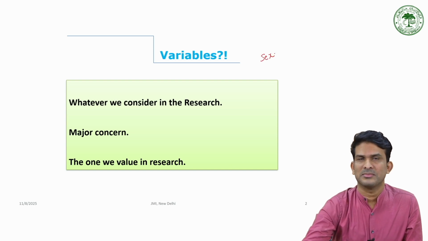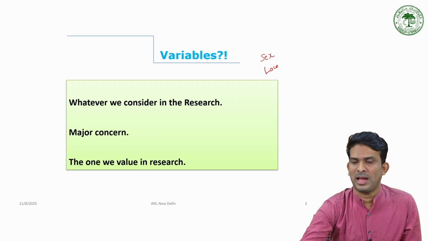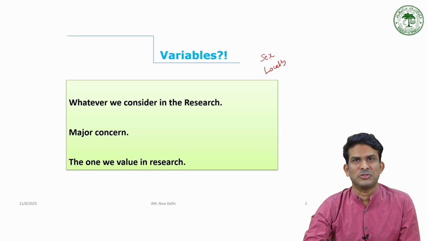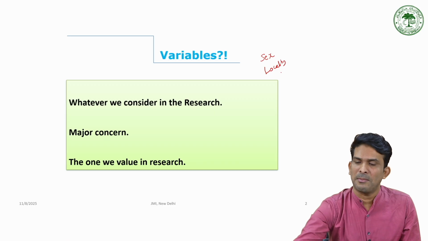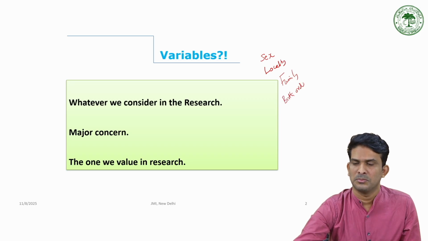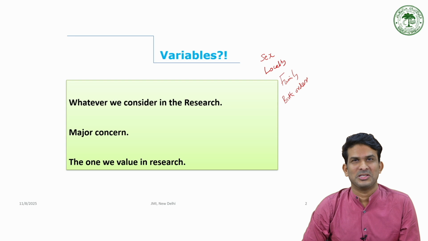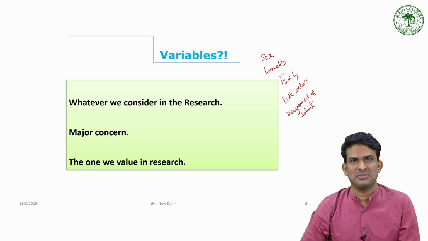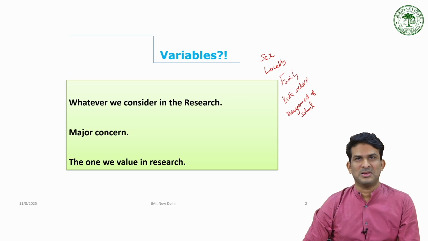Sex category, it is a variable. Locality of residence, which we generally consider in educational and psychological research. Type of family, we consider this also in research. Birth order we sometimes take into research. Type of management of school, this we sometimes look into as a variable. These are all variables.